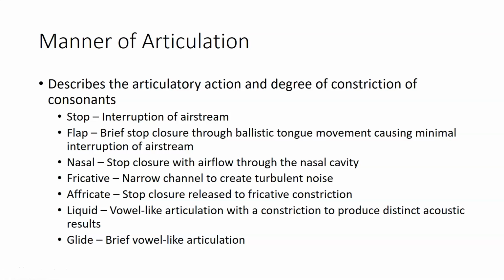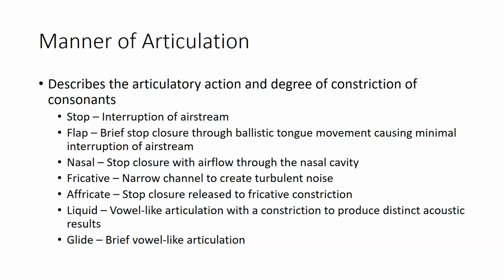Manner of articulation describes the articulatory action and degree of constriction used in producing consonants. Stops involve an interruption of the airstream. Flaps are like stops, but there's a very rapid ballistic tongue movement that causes a minimal interruption. Nasals are much like stops in a closure in the oral cavity, but airflow continues through the nasal cavity.